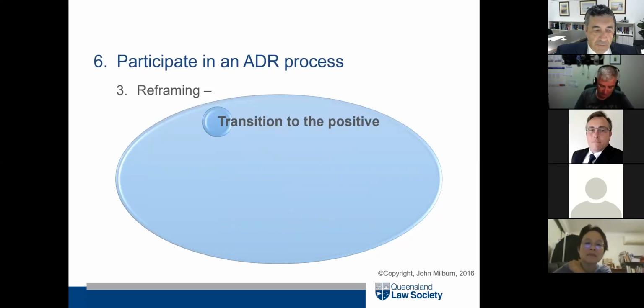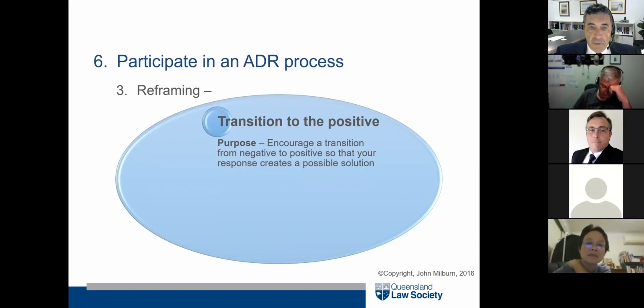So often a statement that is emotive is negative in its connotation. We want to reframe it and move it from the negative to the positive. The purpose is to show a possible solution as a result of doing so. Okay, we're ready? Got our thinking caps on? Here's our statement, and what we want to do is reframe this so that there is a transition to the positive.